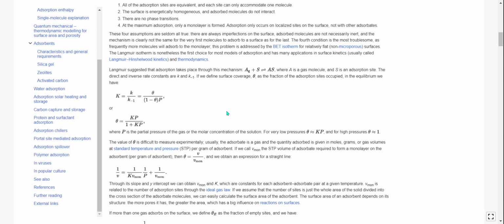And I'll say, if you're not watching this, the equivalency sign that I'm looking at here is like an equal sign, but the top is an arrow pointing to the right and the bottom is an arrow pointing to the left. The direct and inverse rate constants are k and k sub minus 1. If we define surface coverage theta as the fraction of adsorption sites occupied, in the equilibrium we have capital K equals k over k sub minus 1 equals theta over 1 minus theta times P, capital P that is.